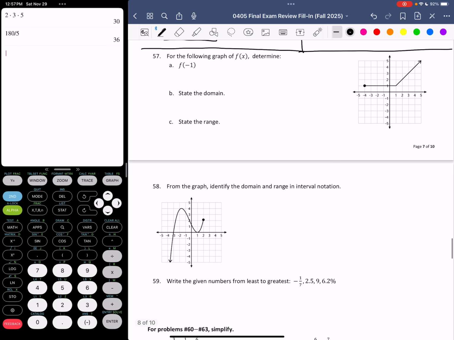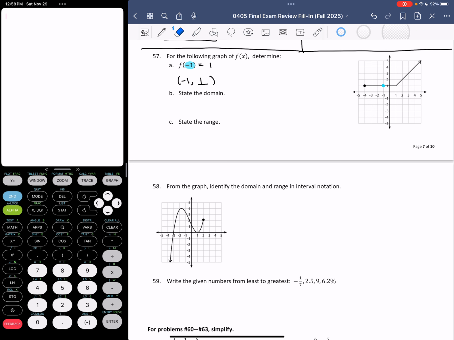Number 57. For the following graph, f of x, determine these things. When it says f of negative 1, remember that this number is the x coordinate of an ordered pair. We want to know what the y coordinate is. So you're looking at where there is a point on this graph where x is equal to -1. I come over to x equals -1, put a point right there, and I see that my y coordinate is a 1. So f of -1 is in fact 1. That's all you have to do.